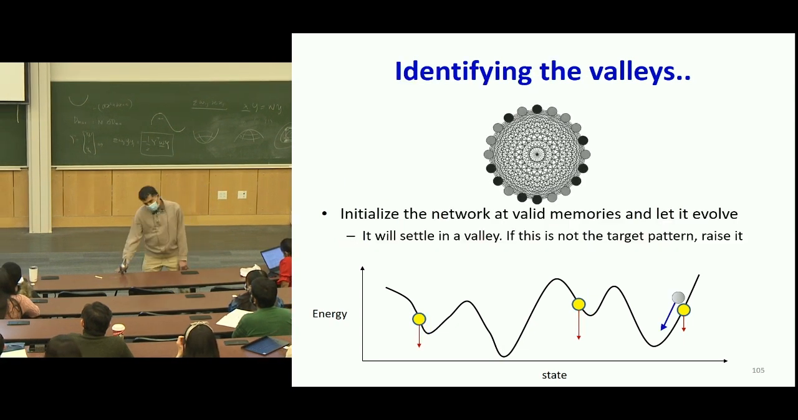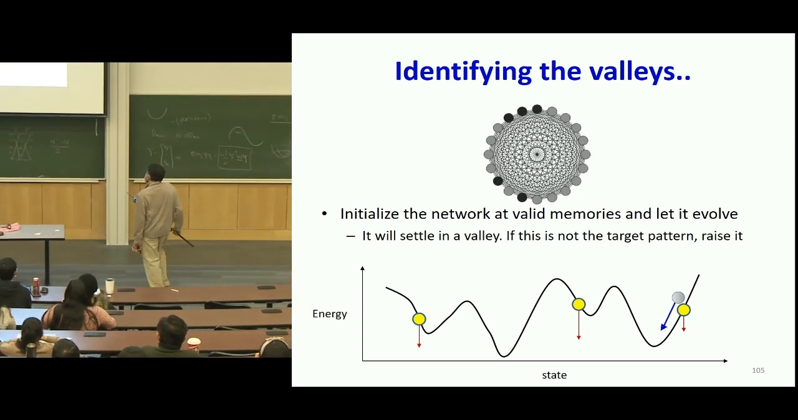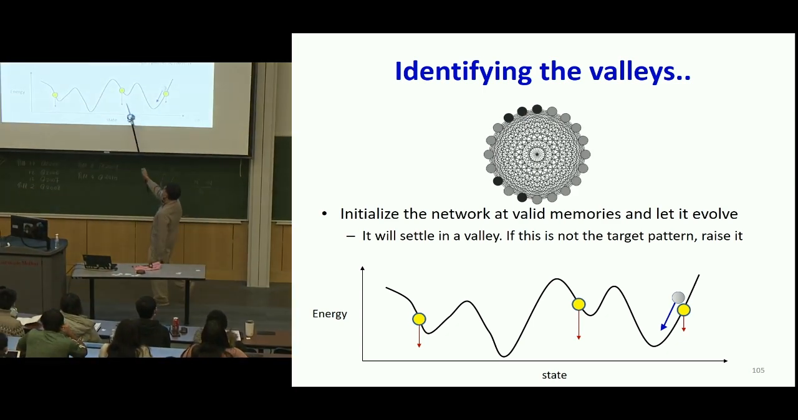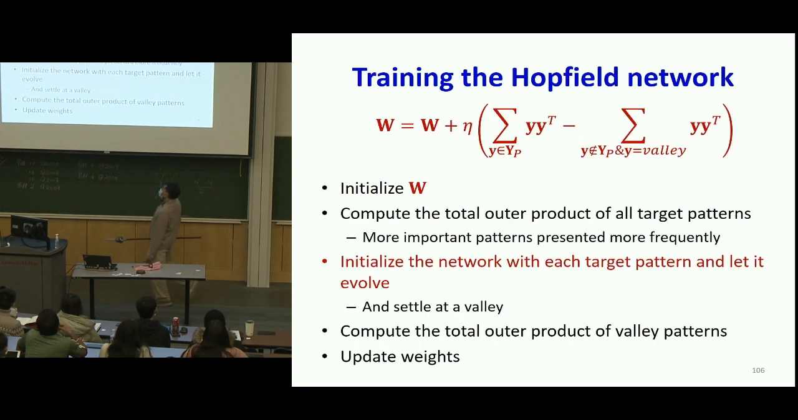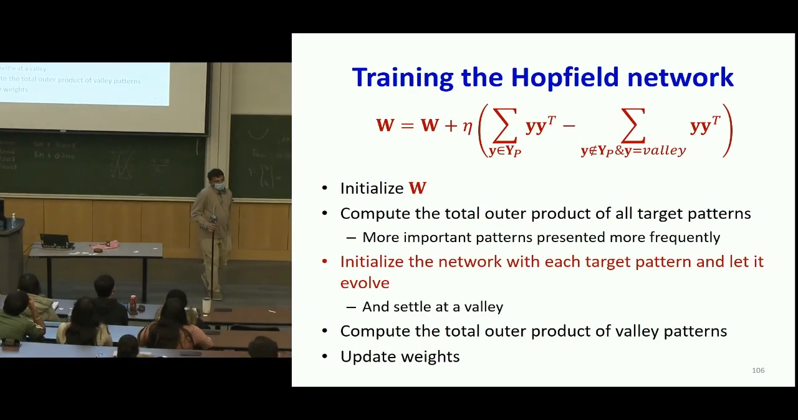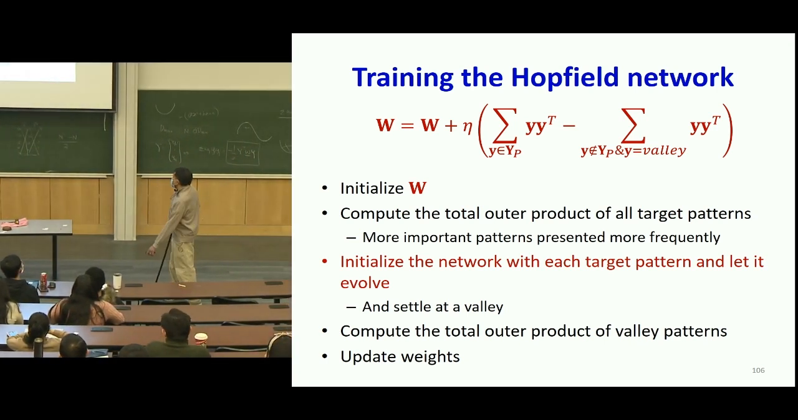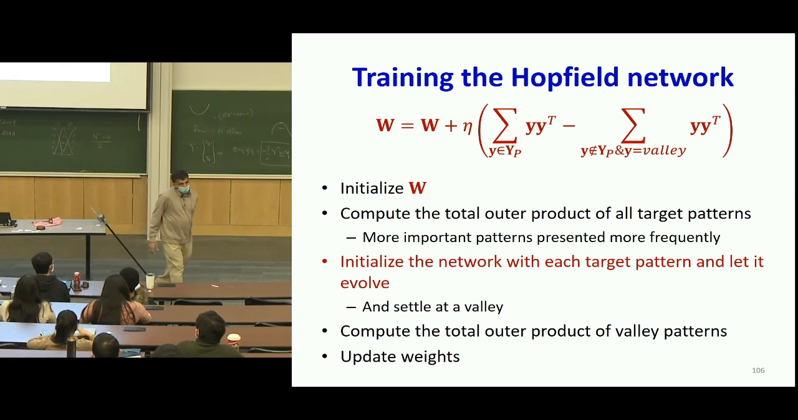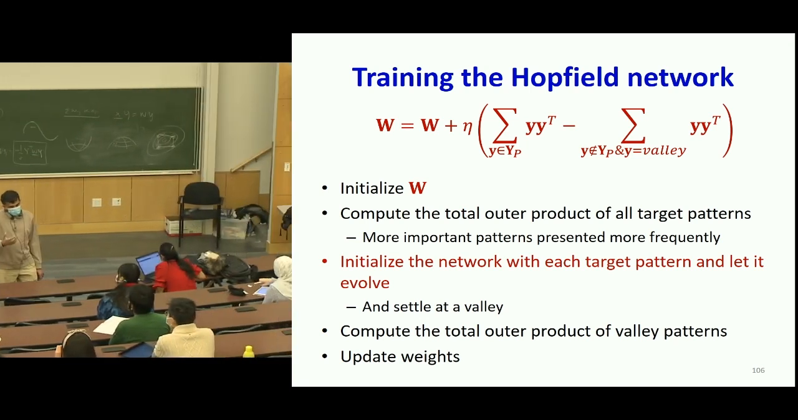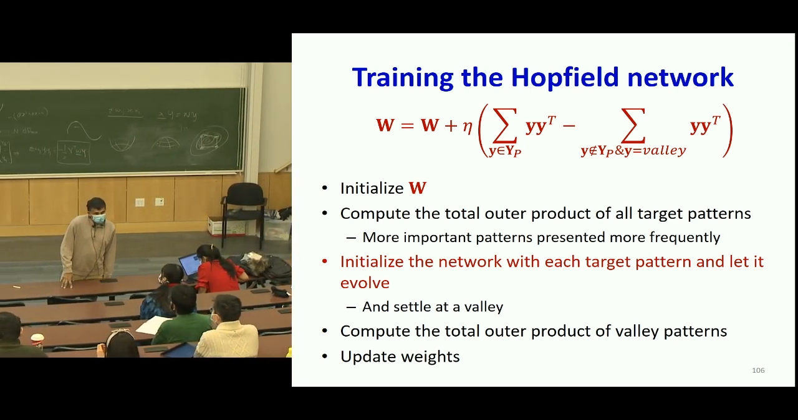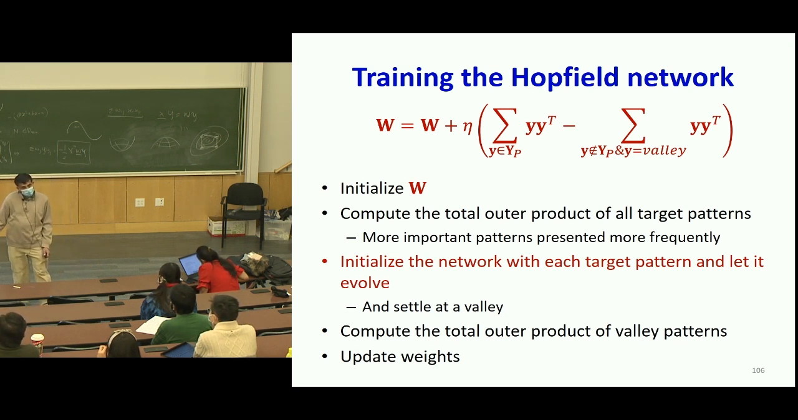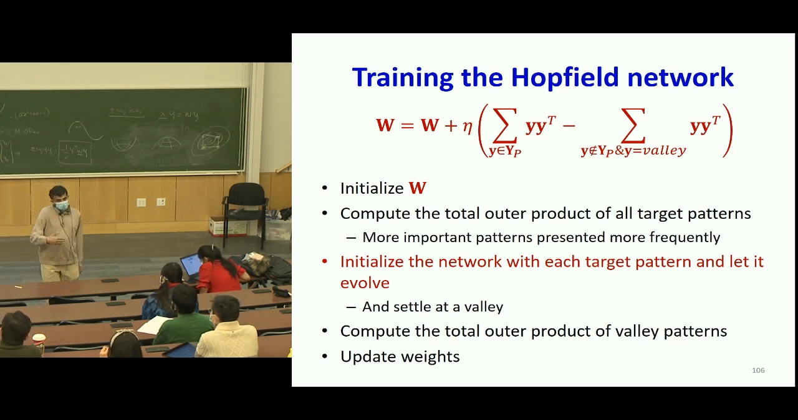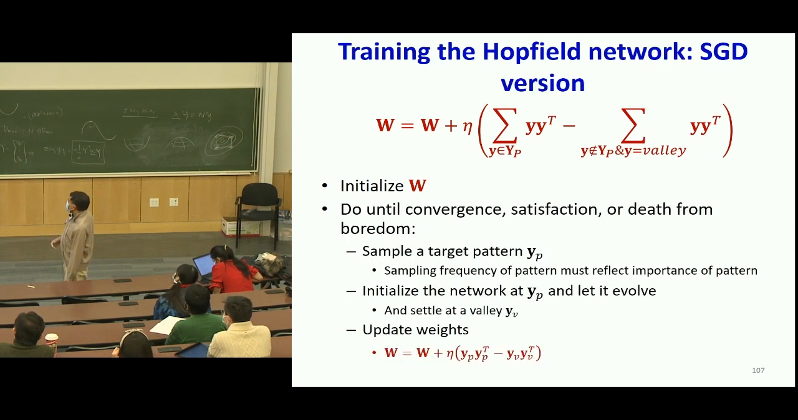I would start here at each of these locations, let the network evolve till it got to the nearest valley, and only pull up those valleys. And so that gives me this updated rule where I initialize the network with each target pattern, let it evolve, and so corresponding to each target pattern, I'm going to have the nearest valley, and I'm going to use the difference between the outer products at the target pattern and the valley to compute my gradient with which I adjust my W.